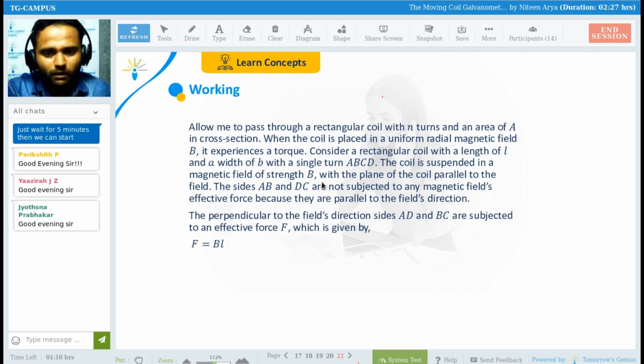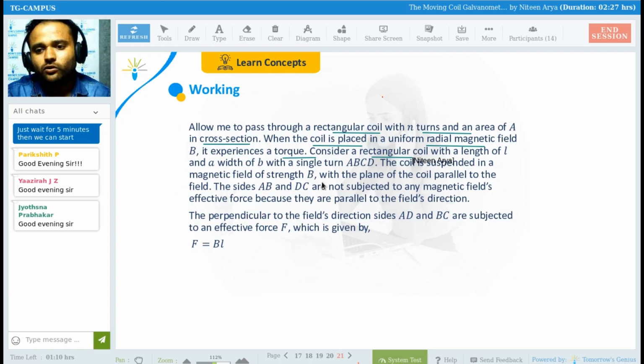So allow me to pass through. That is very easy. Working is just the whole coil formation. Allow me to pass through a rectangular coil with N number of turns and area A in cross section. When the coil is placed in a uniform radial magnetic field, radial means it is going to be in the radius form. Radial magnetic field B, it experiences a torque, as we know this.